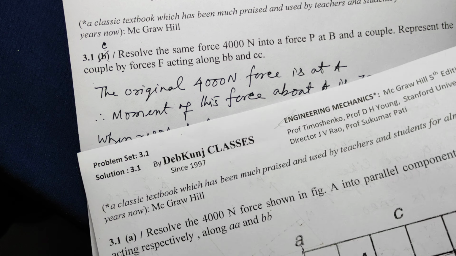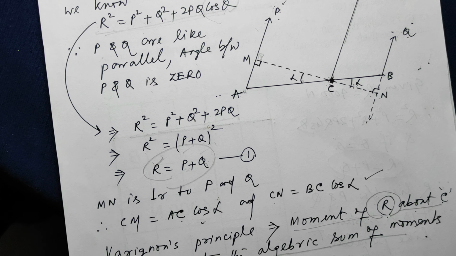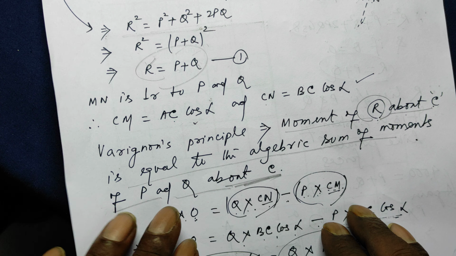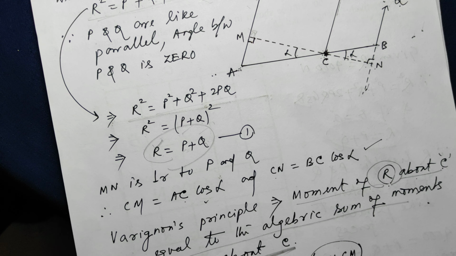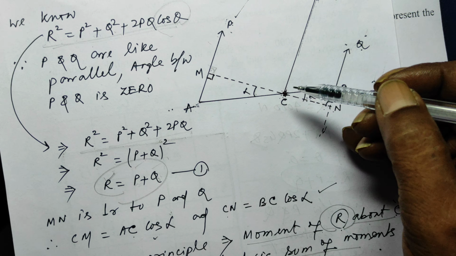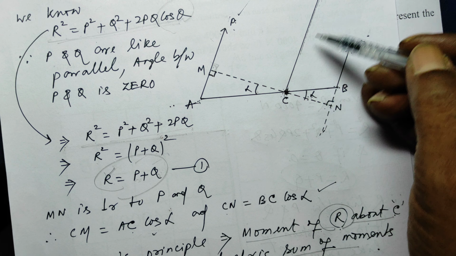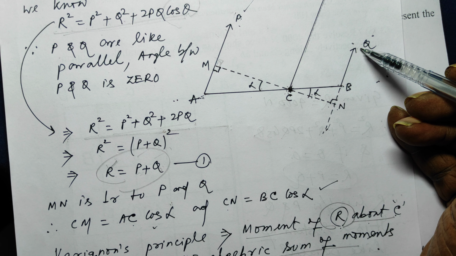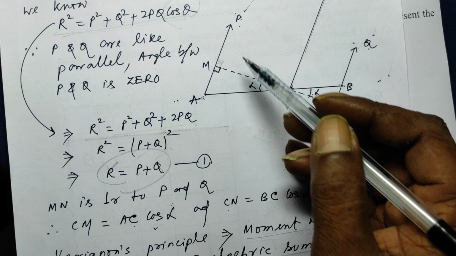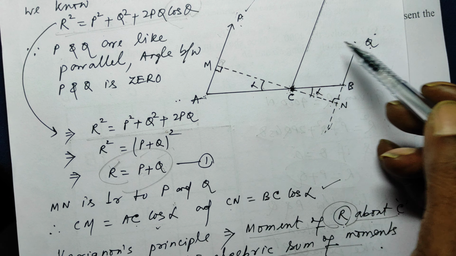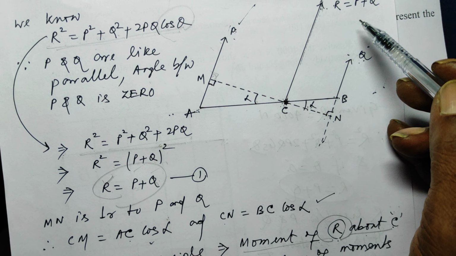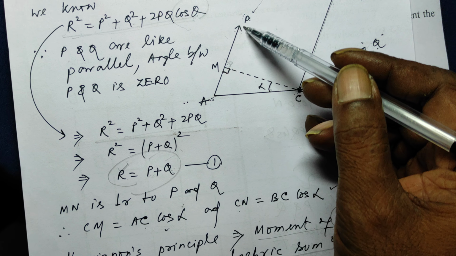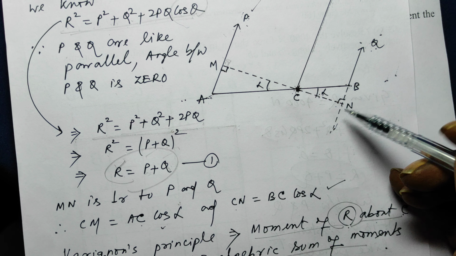So in 3.1a, how the Varignon's theorem principle I have explained. It was like this. Here is a force R, which is the resultant of P and Q, two like parallel forces. And since they are parallel, the angle between P and Q is 0. So your R will be equal to P plus Q.